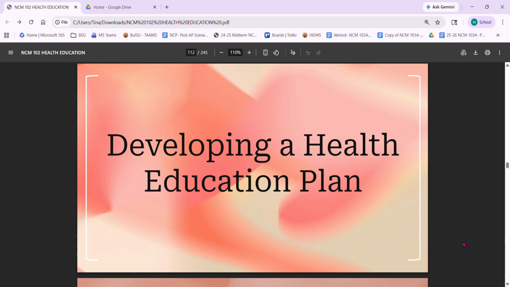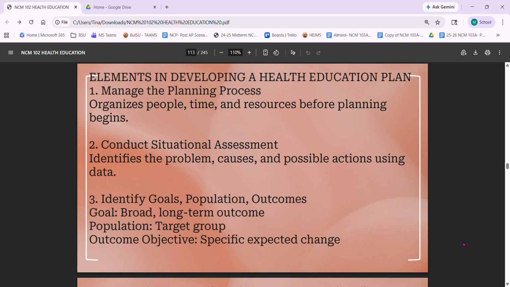Okay, now let's discuss developing a health education plan. What are the elements in developing a health education plan? First, you need to manage the planning process. When you say managing the planning process, you manage people, time, and resources before planning begins. Meaning, ikaw as a nurse, you coordinate with the dietitian and set a timeline for a diabetic education program. So, minanage mo yung process. Nag-organize ka ng people sa dietitian, anong oras, ano yung mga resources na kailangan.